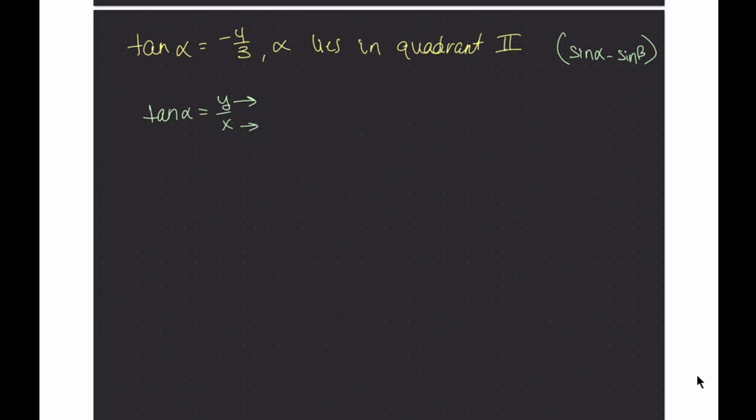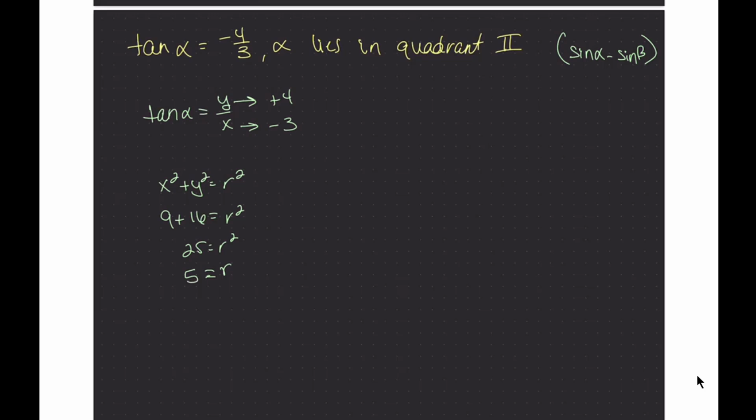Y is positive, because it's in quadrant 2. So my y is going to be the positive 4, and my x is going to be the negative 3. I feel like I got all my x's and y's and sines and cosines all mixed up today. So what do we still need to find? The radius. Negative 3 squared plus 4 squared. Negative 3 squared is 9. 4 squared is 16. That gives us our r squared, 25 equals r squared. R is going to equal 5.